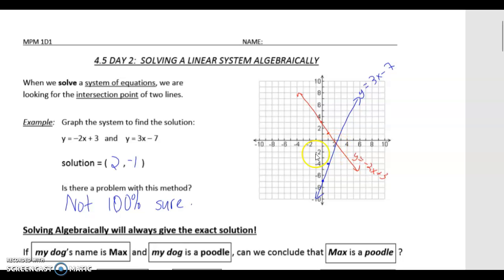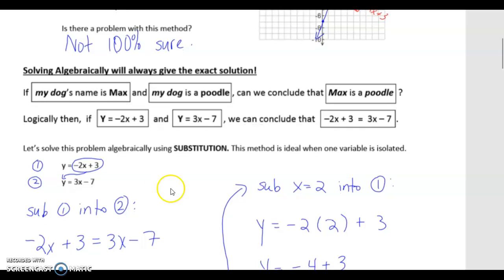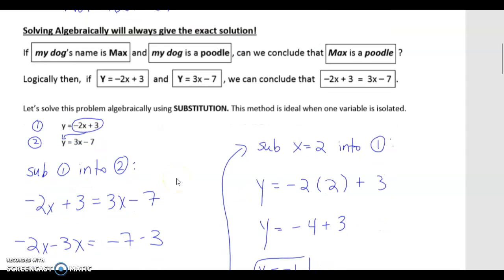So that's the problem with solving by graphing. Quite possibly the intersection won't have integer values. It's not 2, negative 1, it could be 2.1, and that's not something I'd be able to tell. So how do I resolve this problem? Well, I do it algebraically, and that way I will always get the exact answer.